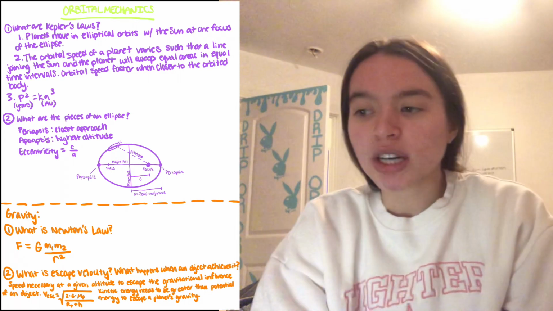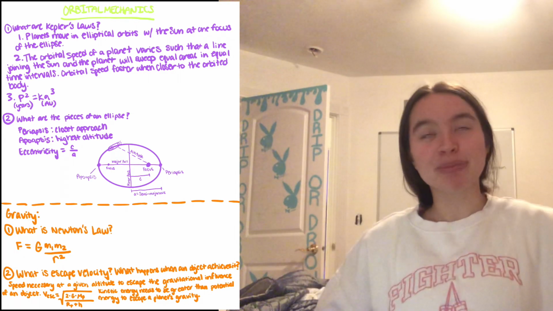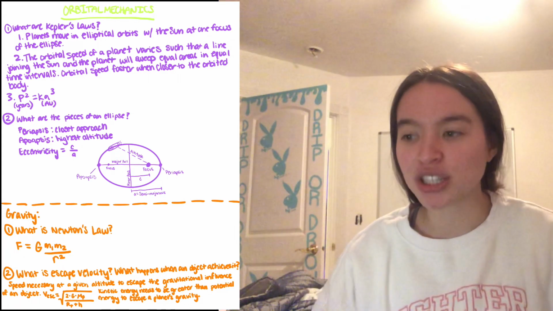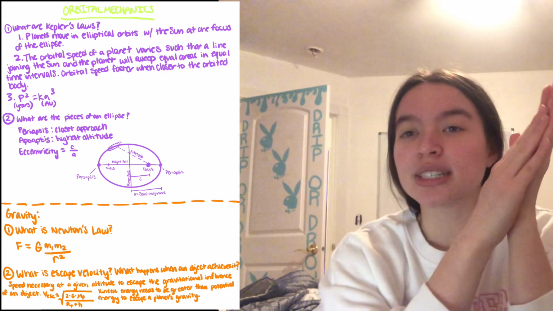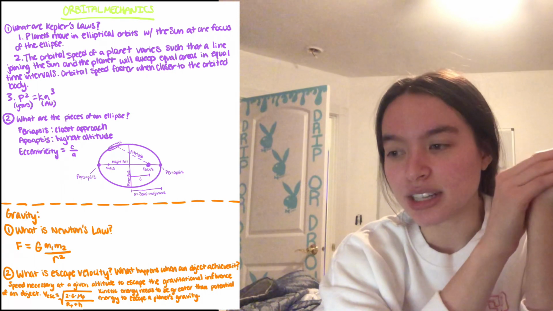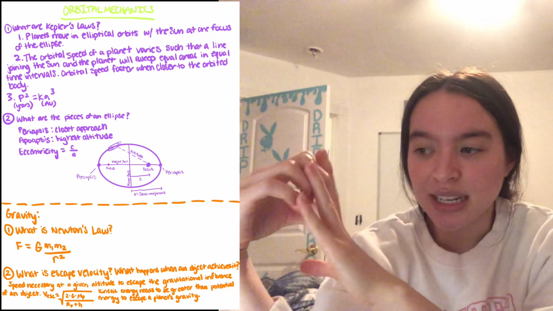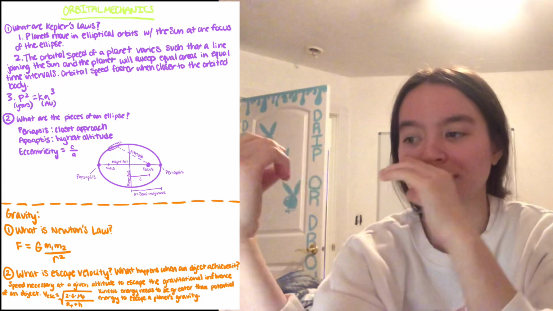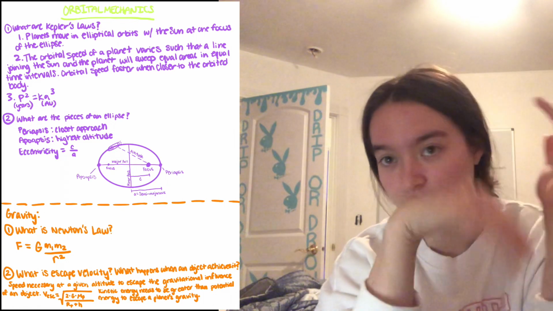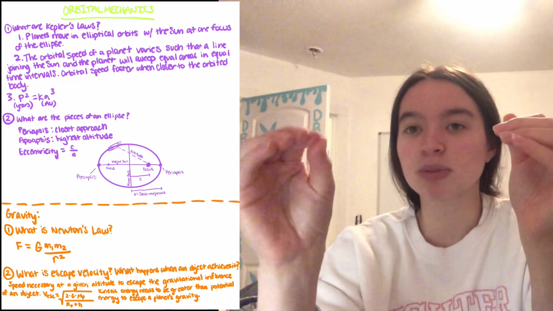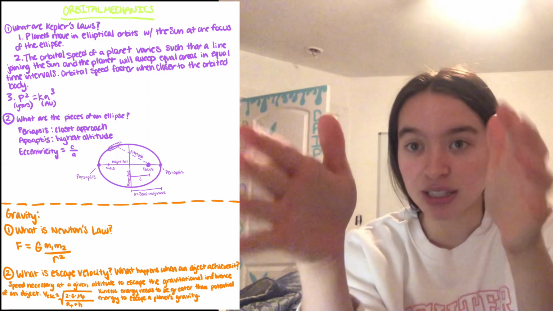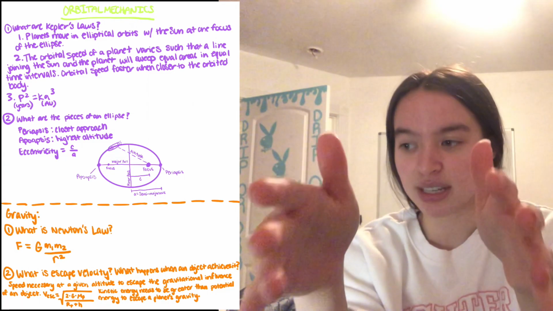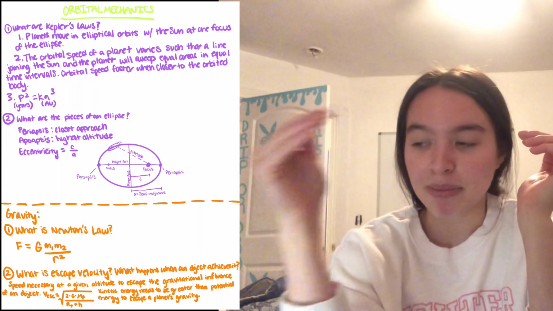Next question, what are the pieces of an ellipse? Periapsis is the closest approach, and apoapsis is the highest altitude. If you're drawing an ellipse, you'll see that the apoapsis is at one end of the major axis, and the periapsis is at the other end of the major axis. The minor axis is just the smaller axis. The distance between the center of the ellipse and that focal point is c. That's the c you use in eccentricity. And a is the semi-major axis.